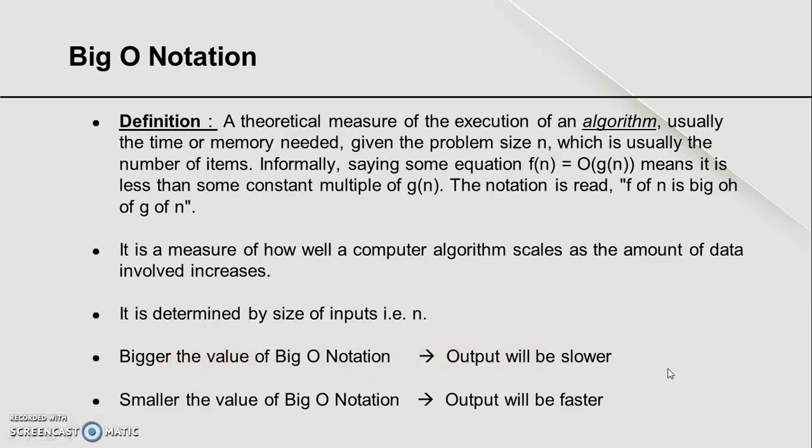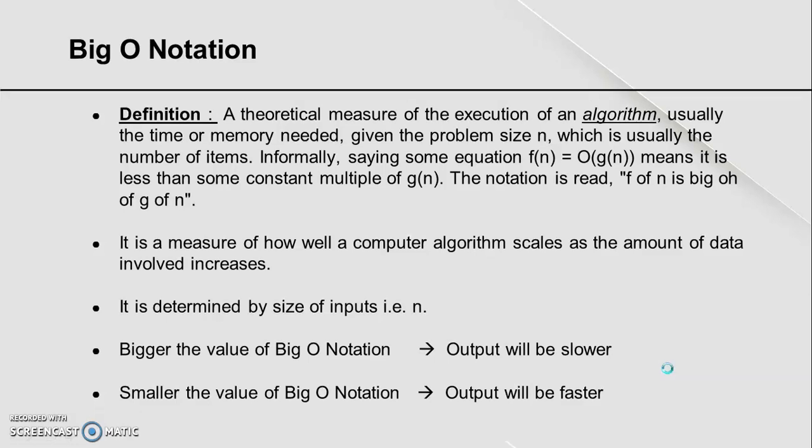This means the value which we get after analysis should be less, which we have already discussed. For an efficient algorithm, time and space requirement should be less. So if our big O notation value is more, it means time or space requirement is more, so output will be slower. The smaller the value of big O notation, the faster the output will be.